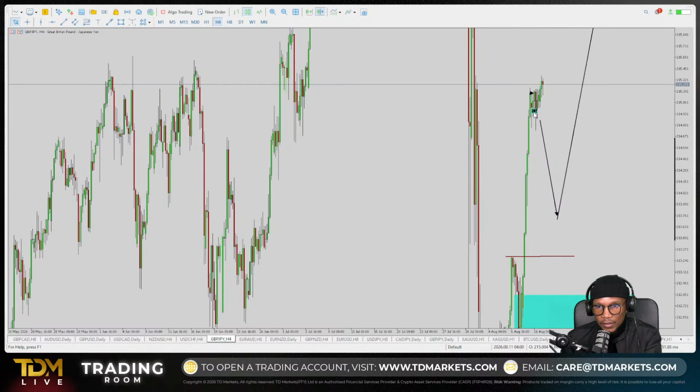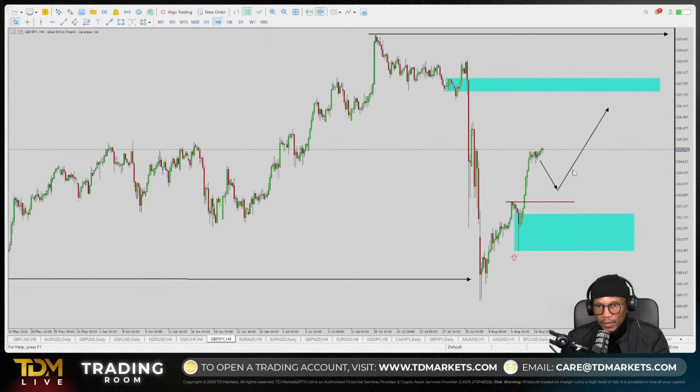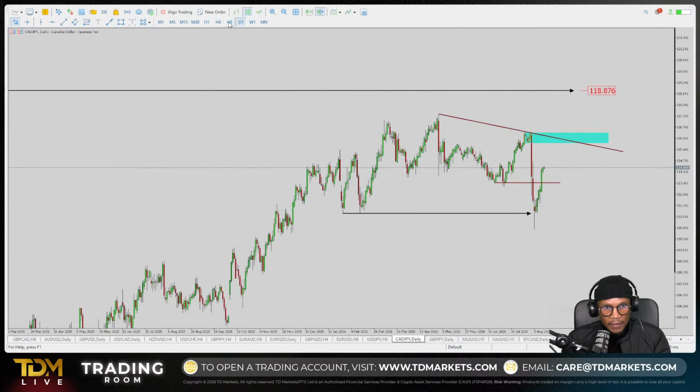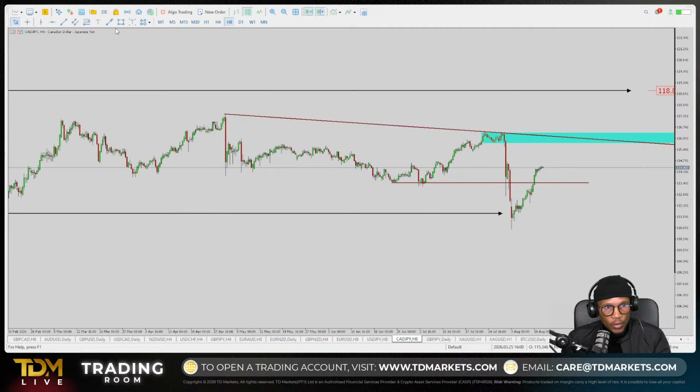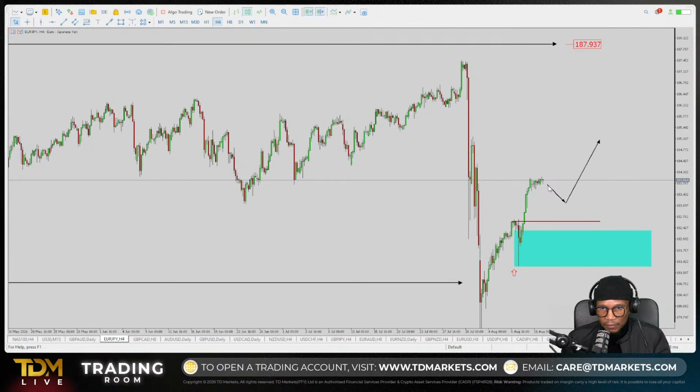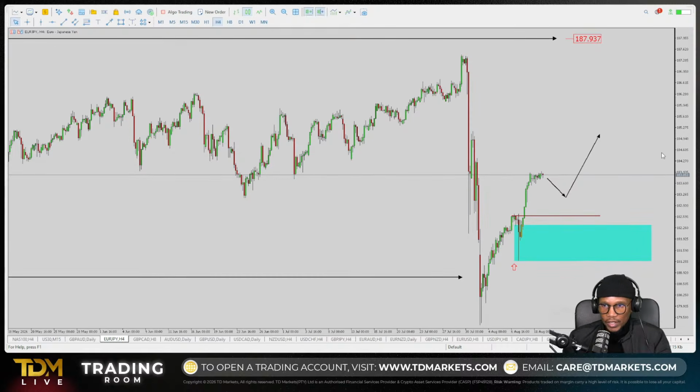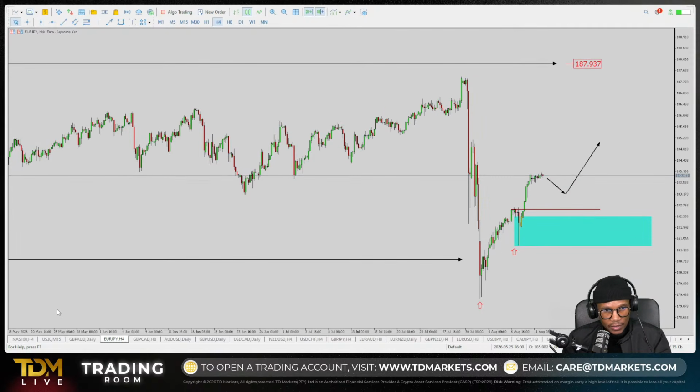Let me do this. GBP JPY, not ready as yet, still waiting for that correction. CAD JPY, the same thing, waiting for the correction before the continuation up. And then you've got Euro JPY, still the same thing, waiting for the correction. So the yen is a little bit slow at the moment, but waiting for those corrections.